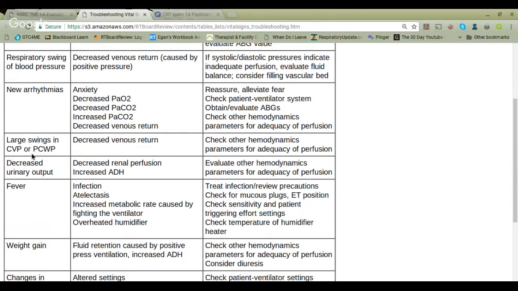Large swings in CVP or PCWP, decreased venous return is a possible cause of that. You check other hemodynamic parameters for adequacy of perfusion. Decreased urinary output. Possible causes decreased renal perfusion or increased ADH. Can make one for this one. So what you'd do is evaluate other hemodynamic parameters for adequacy of perfusion. So that's a good one to make.